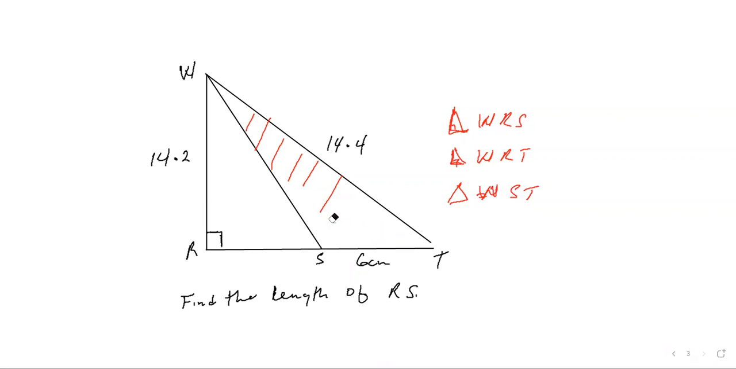Now remember that we want to find what? Our main aim is to find RS. How will you find RS? Knowing that WRT is a right angle triangle and WRS is also a right angle triangle, but WST is not a right angle triangle, how will I find RS? Look at the bigger picture first.